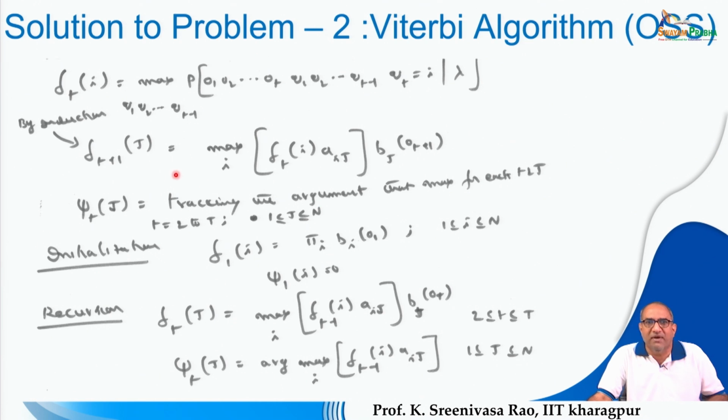So, this is valid for t equals 2 to capital T, and j equals 1 to n for all possibilities. That way you can compute this delta t of j for all possible j's and for all possible t's, and from that we will try to find out what is the maximum, and from that we need to backtrack.